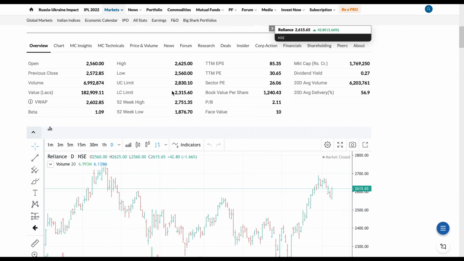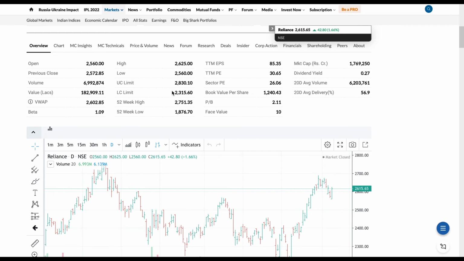Then comes the face value. This is the original cost of the stock that it started trading at; the face value is the stock price listed on the certificate. And then the market cap, which stands for market capitalization or the market value. This market cap is the measure of what a company is worth in the open market, and it is measured by the number of outstanding shares times the current market price.